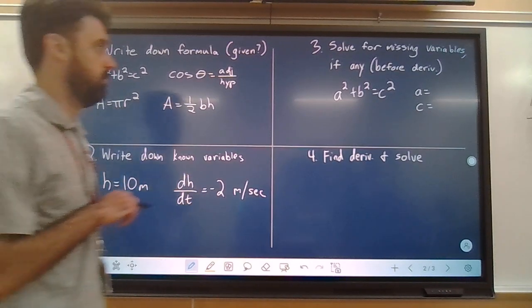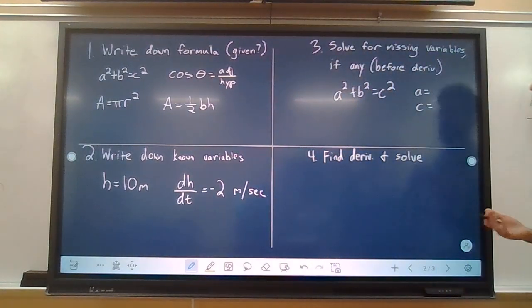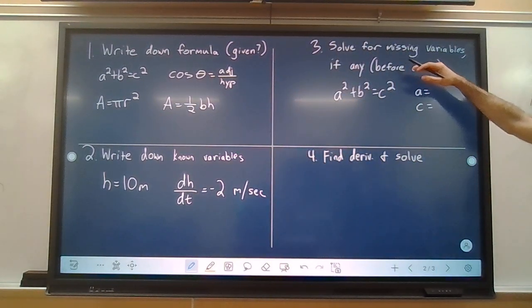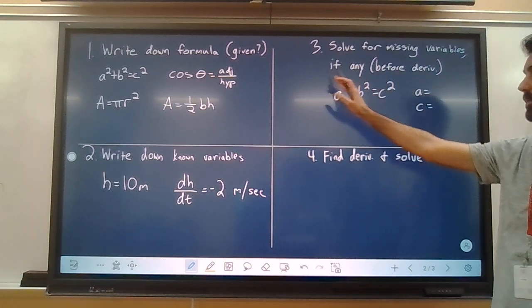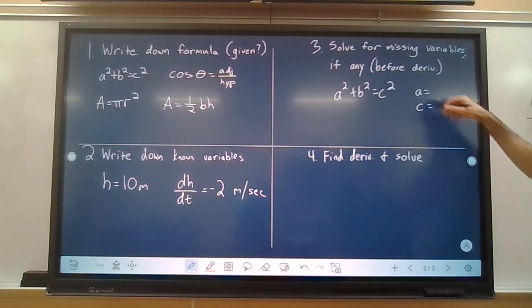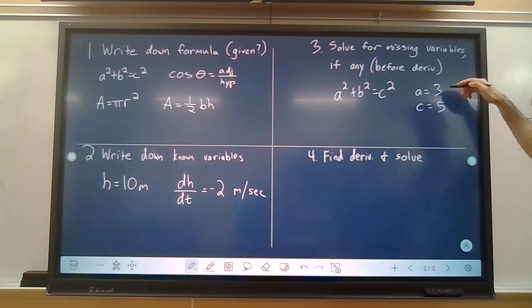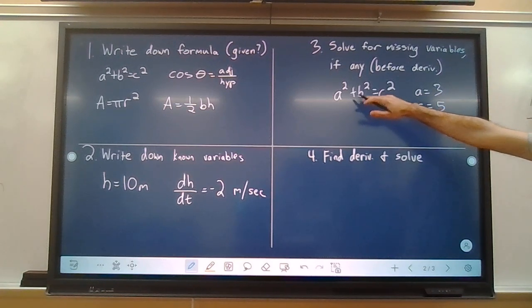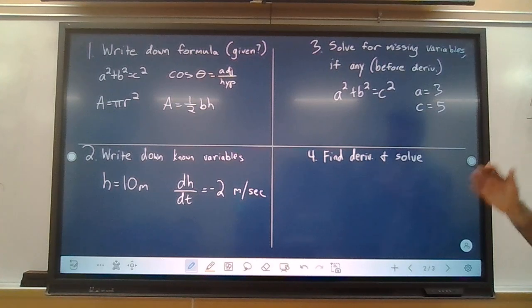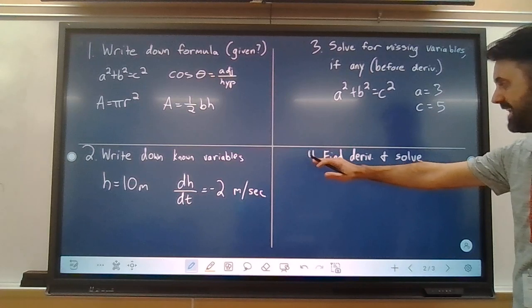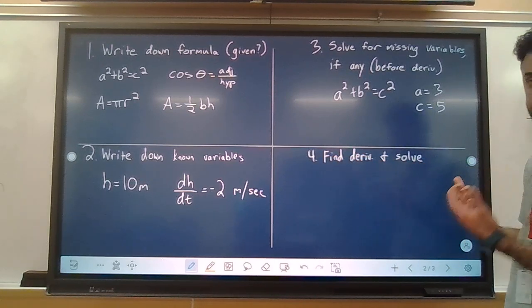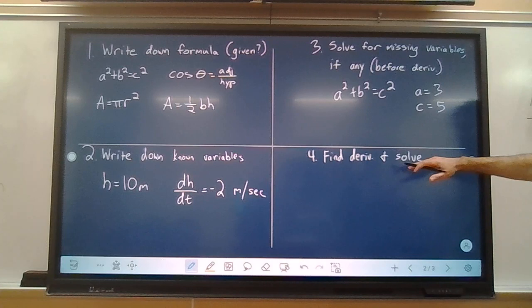The third step would be to solve for any missing variables, if there are any, before we actually take a derivative. For example, if it's a Pythagorean theorem question, you might be told, hey, a is 3 and c is 5, and you've got to use this equation to solve for b, or recognize in this case it would be a 3, 4, 5. You might have to do that before you take a derivative. Once you've done that, you would actually take a derivative using one of the rules that we talked about, and then solve for whatever the question is asking you to solve for.